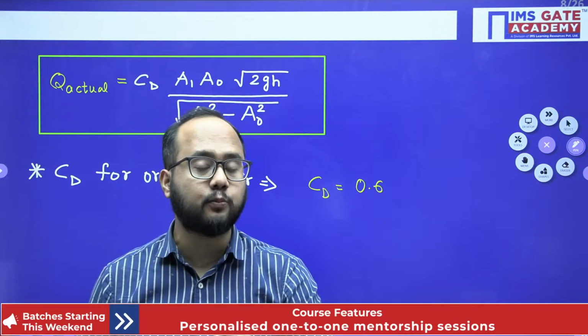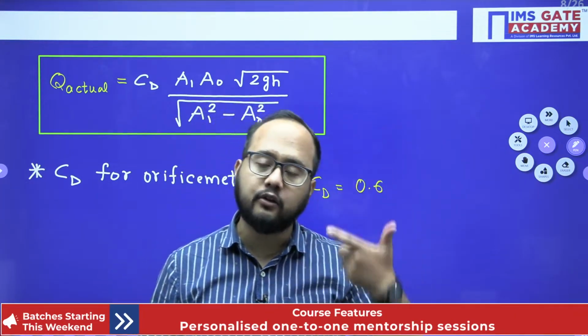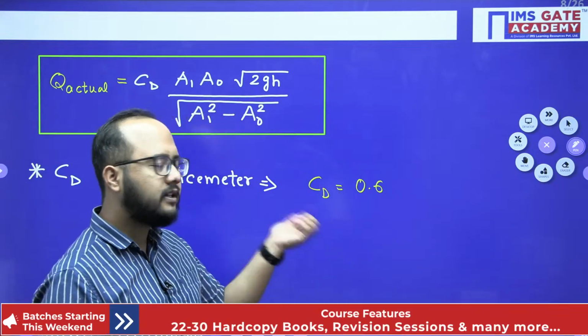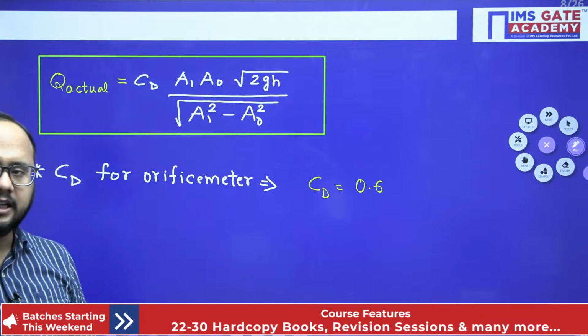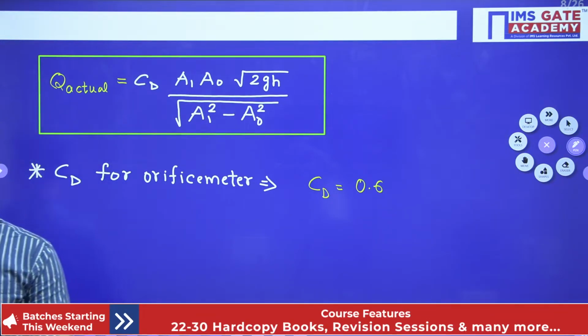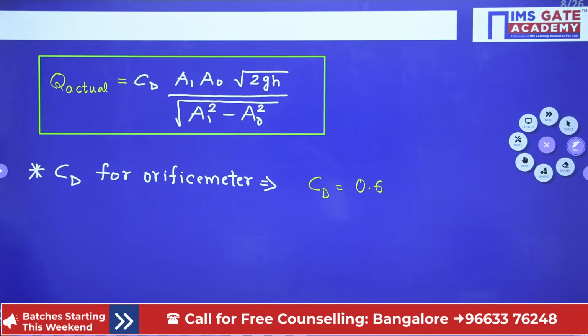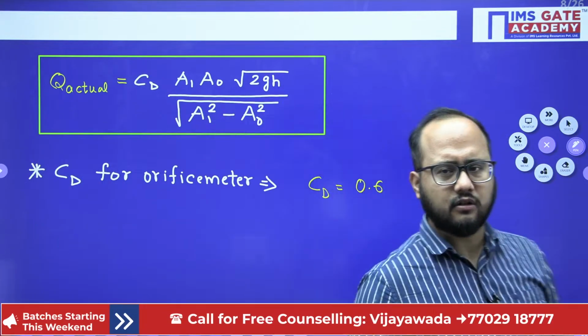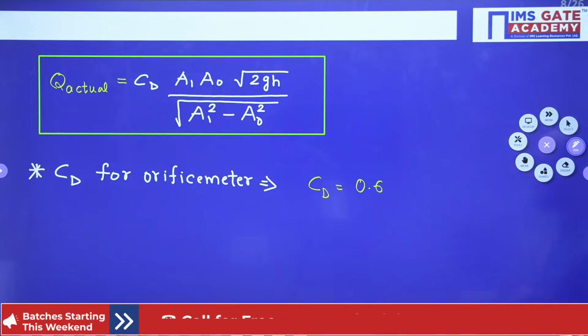You should understand this point. Why are we saying this? Because of the value of CD. In the case of the orifice meter, what is the value of CD? 0.6 only. Got it? Tell me guys, any doubts till now? So you should remember this range: 0.6 to 0.67, 0.65, like that. Approximately in the range of 0.6 it will be there.